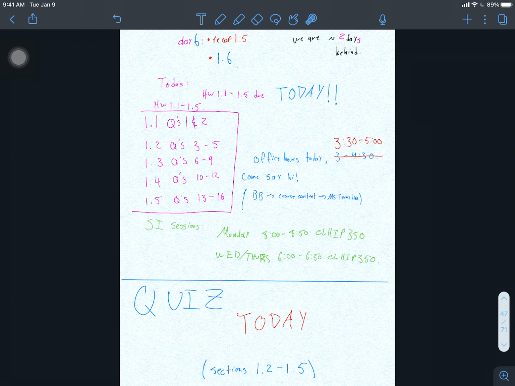And SI sessions are still happening. Monday 8 to 8:50, Wednesday, Thursday 6 to 6:50 in the Close-Hip building. Close-Hip? I think that's what it's called. All right, any administrative questions?